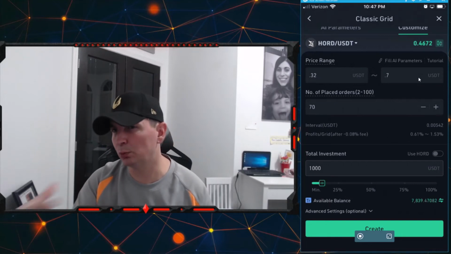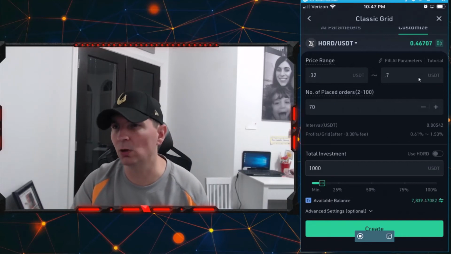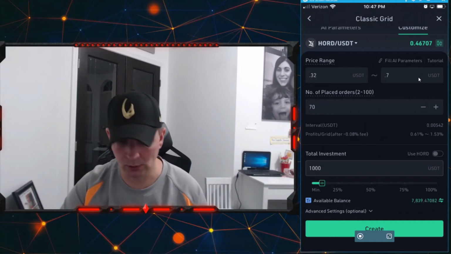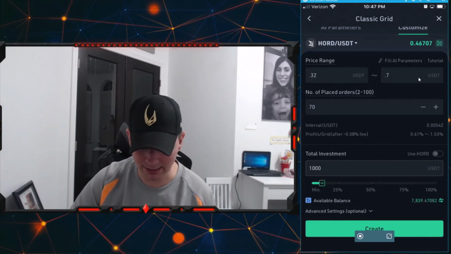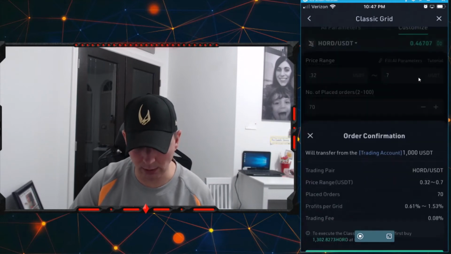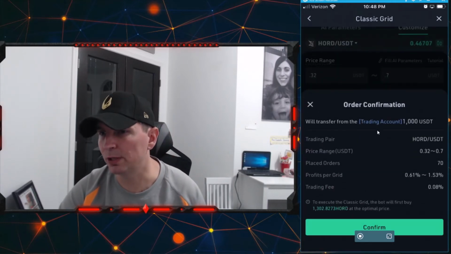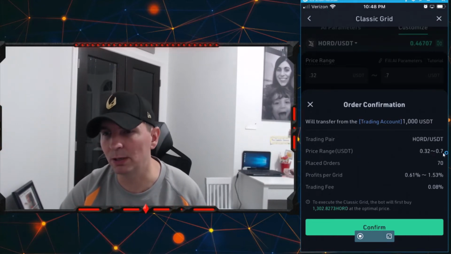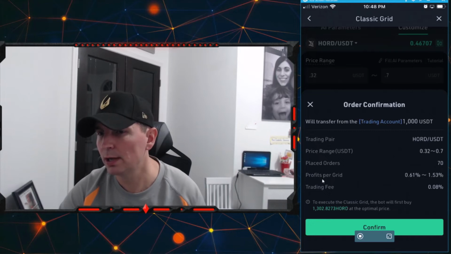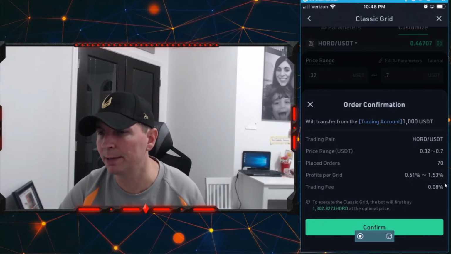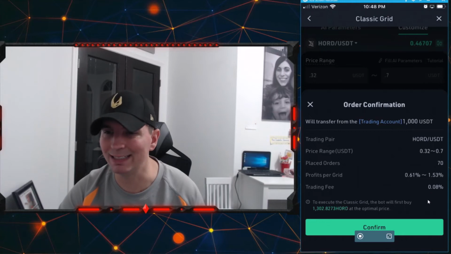So any parameters within there is what it's going to pick up for the adjustment for this coin. So let's go ahead. We will create this bot and see exactly how well he does. There we go. So order confirmation. We will transfer from the trading account 1,000 USDT, price range 0.37 to 0.7, 70 orders, profits per grid about 0.61 to 1.53 with the trading fee of 0.08.